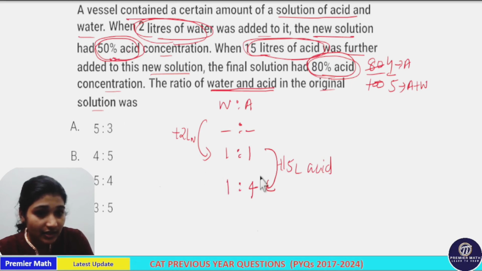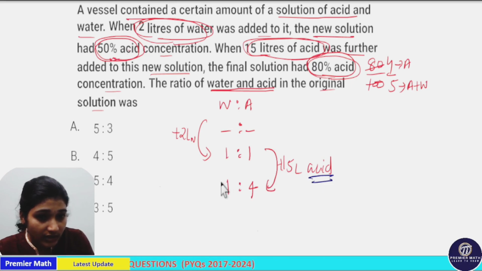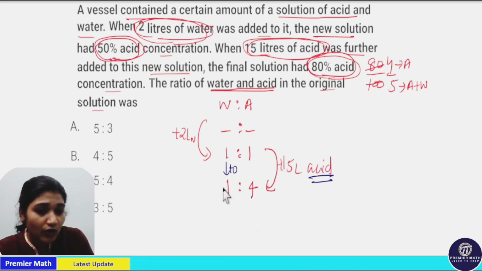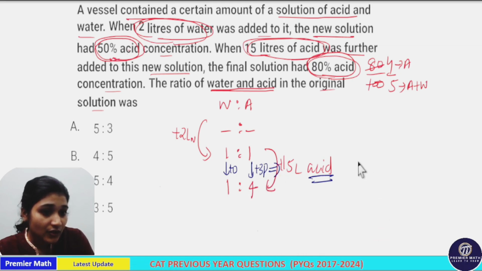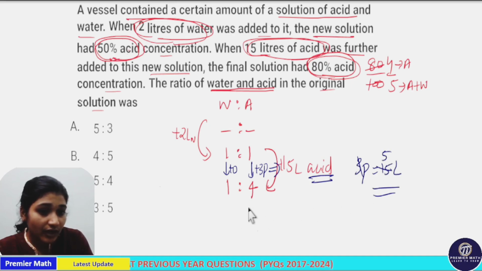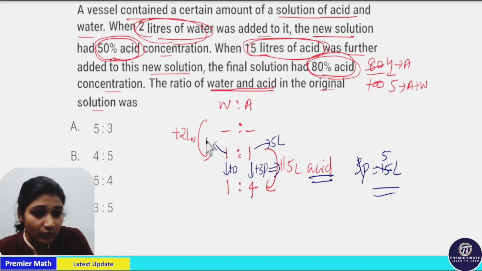Now you can see here only the acid component is added. No water component is changing; here the water component change is 0. No water was added, only acid was added. Which means here 1 changes to 4, so the change is a total of 3 parts. This 3 parts is directly equal to 15 liters. So 3 parts is equal to 15 liters means 1 part is equal to 5 liters.